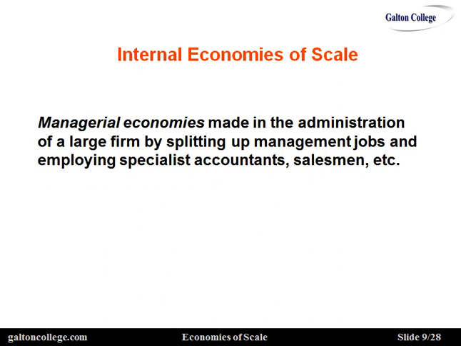There are also managerial economies made in the administration of a firm by splitting up management jobs and employing specialist accountants and specialist marketing personnel and specialist HR people. Now, specialist marketing people will be more efficient at marketing than others, so they will have greater productivity. Specialist engineers will have greater productivity than general engineers. So there will be managerial economies. Managerial economies due to size.